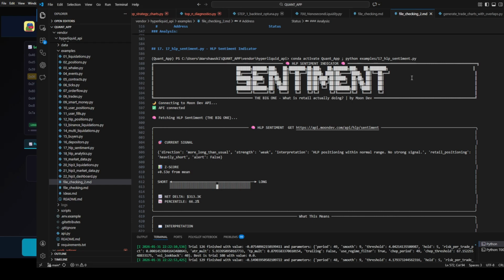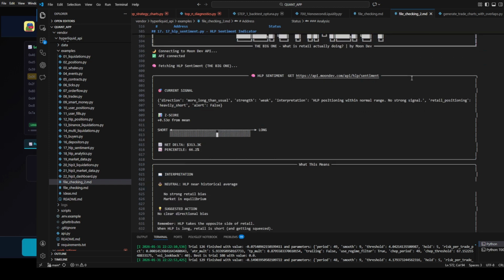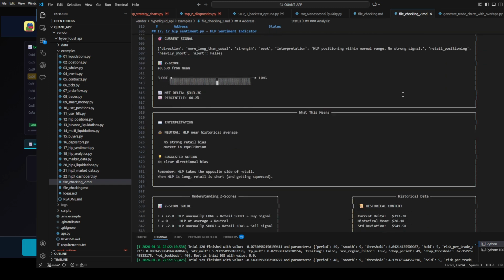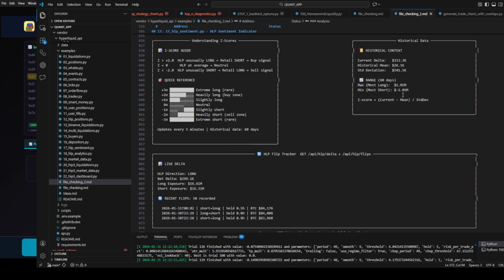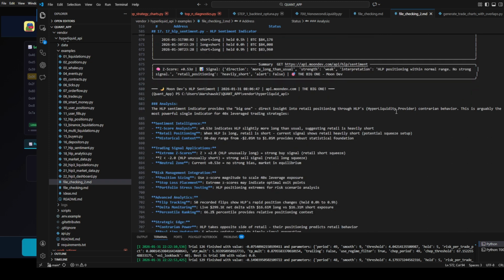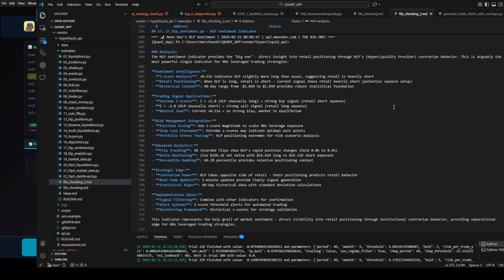The HLP sentiment. As you can see, the HLP sentiment indicator provides the big one: direct insight into retail positioning through HLP's Hyperliquid provider contrarian behavior. This is arguably the most powerful single indicator for 40x leveraged trading strategies.